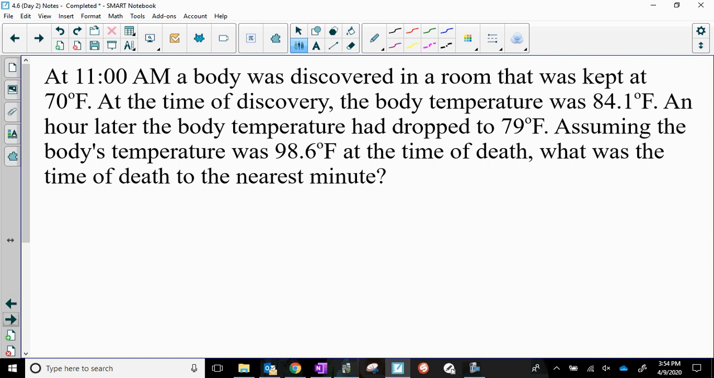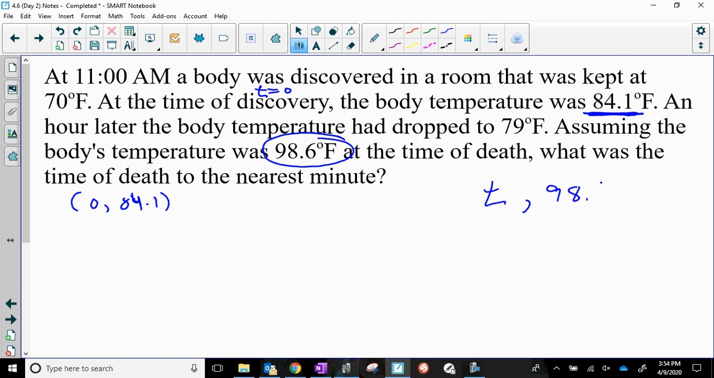Okay? So in these types of problems, what I'm going to do is set the time of discovery, the time equals zero. So at time of discovery, body temperature was 84.1 degrees. So that gives me an ordered pair of (0, 84.1 degrees). Now, we know that a human body is normally 98.6 degrees. So this body must be cooling down.